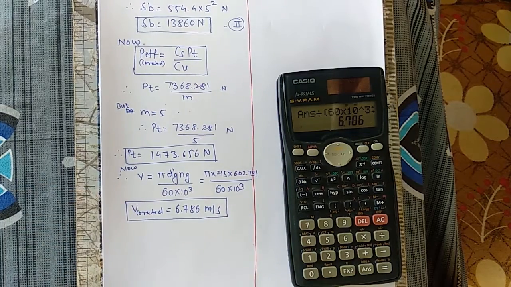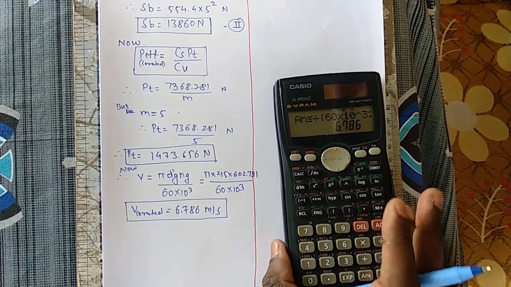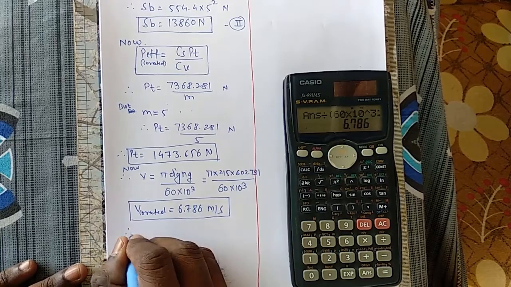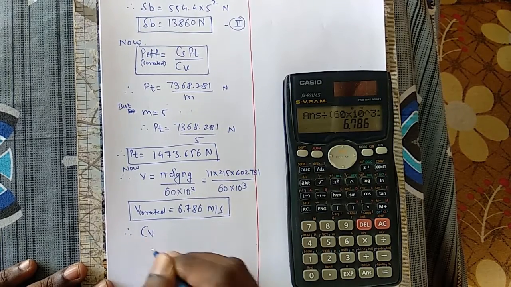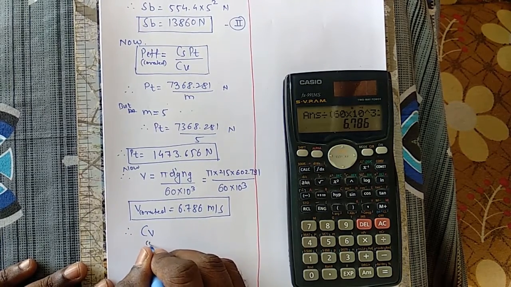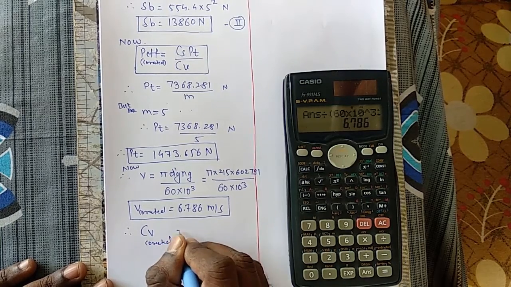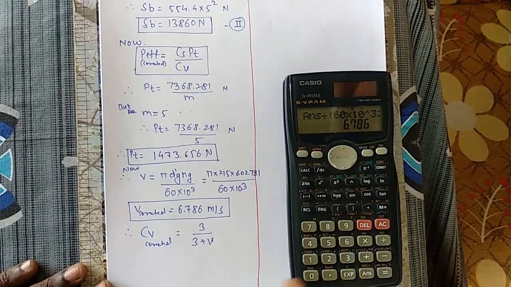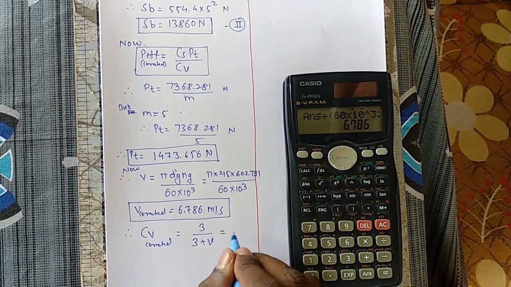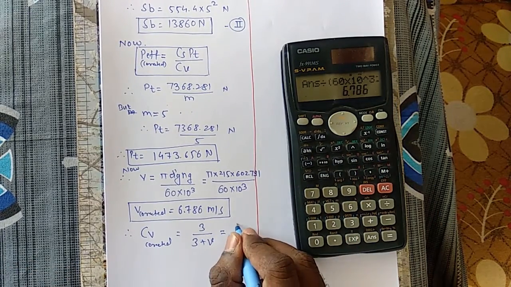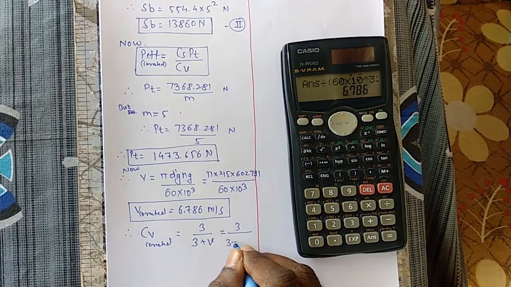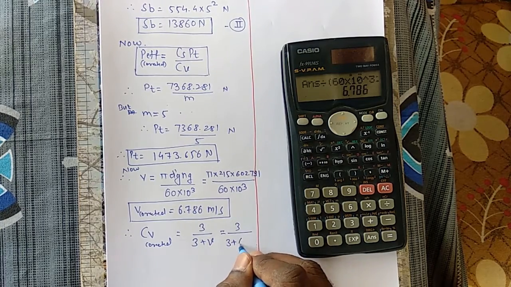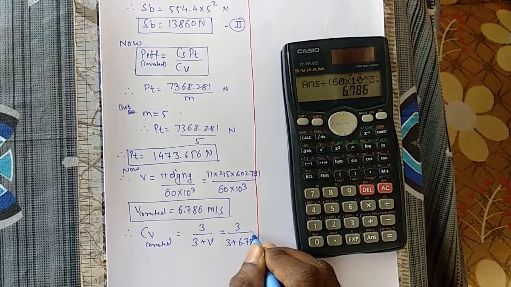Okay, so now I will calculate the corrected CV. Therefore I will say now CV corrected, or corrected CV, is calculated by using equation 3 divided by 3 plus V. Therefore it is 3 divided by 3 plus 6.786.